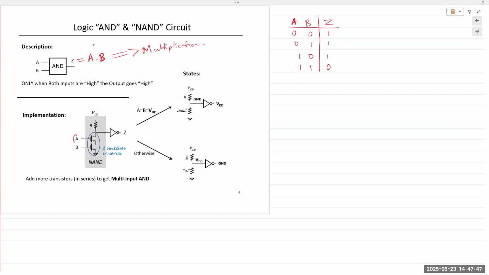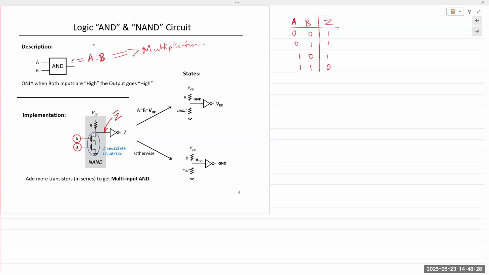So if we apply A, actually let's look at the other way around. If A is 0 or B is 0, output is cut off, it's high. In order for the output to go low, both A and B must be plus 5 volts to turn on both MOSFETs so that the output is connected to ground. Okay, for any other combination, output is always going to be plus 5 volts. So it's like a series.